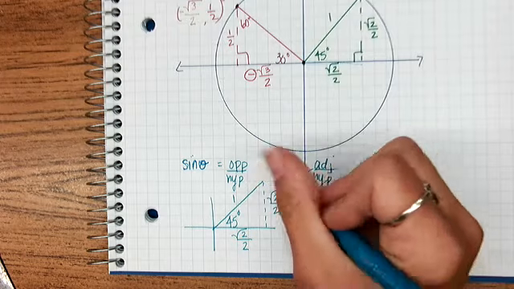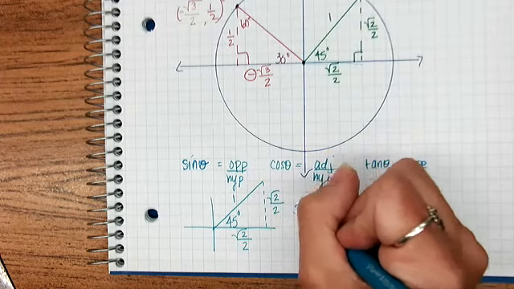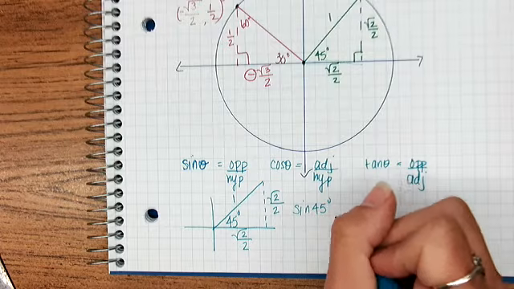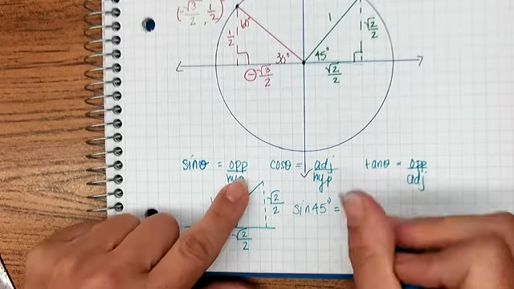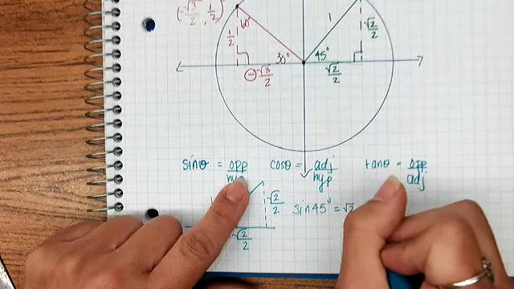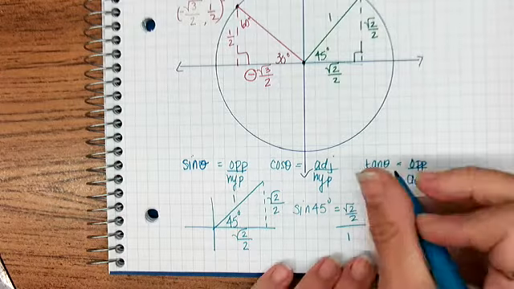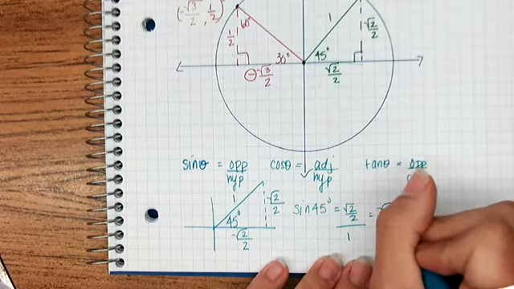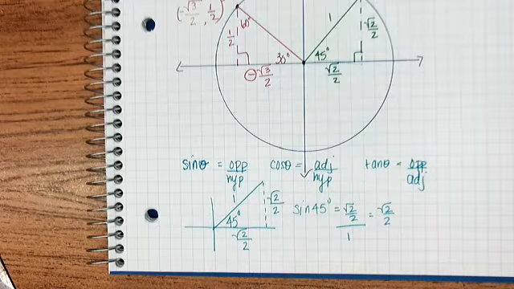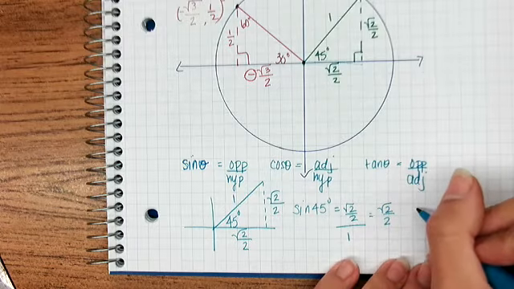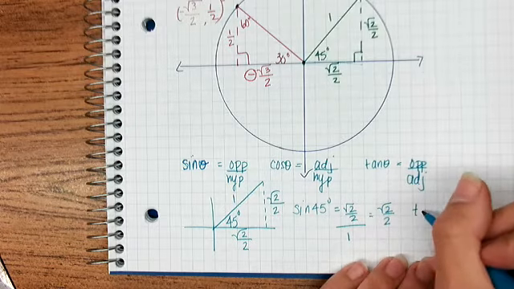All right, if I ask you to find the sine of 45 degrees. Okay, the sine of 45 degrees is the opposite, which is root 2 over 2, over the hypotenuse, which is 1. So isn't that just root 2 over 2? Same thing would be true for the cosine. I'm not going to write it down. Let's do tangent.